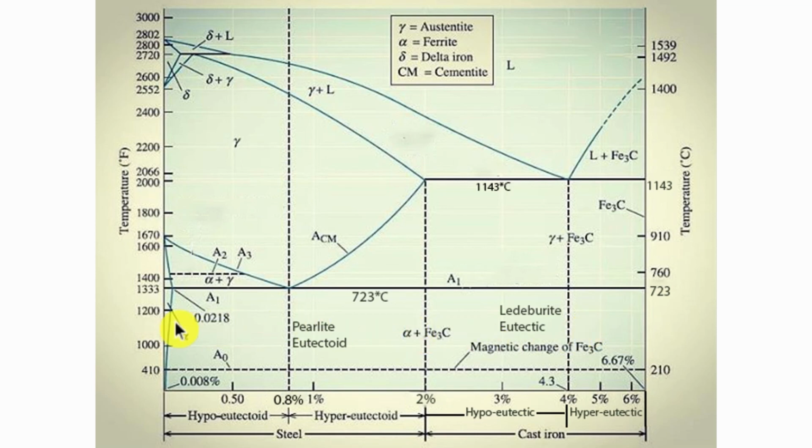Now as you move from left to right, extreme left is 100% ferrite, and extreme right is a vertical line showing cementite. As you move from left to right, I mean from lower carbon to higher carbon percentage, the ferrite content will decrease and cementite concentration will increase. I mean by weight fraction, the proportion of ferrite will decrease and proportion of cementite will increase.